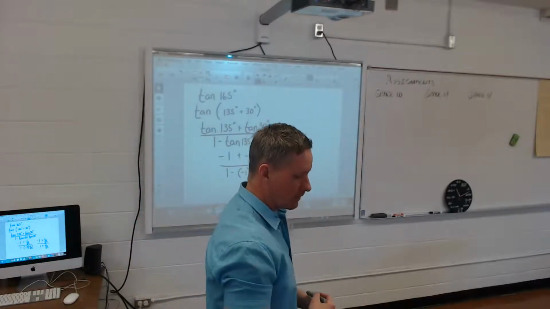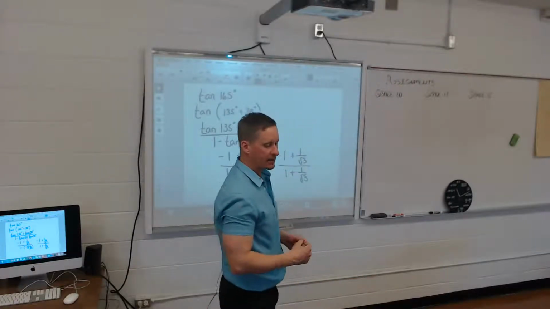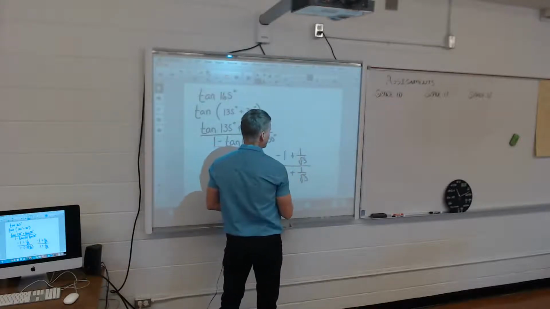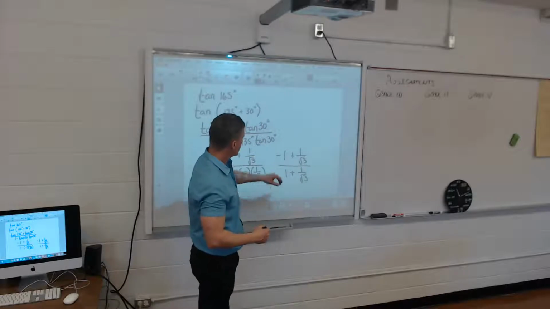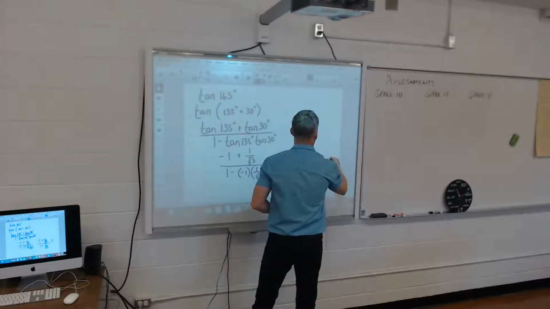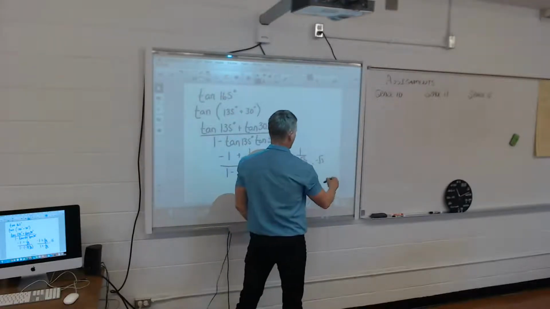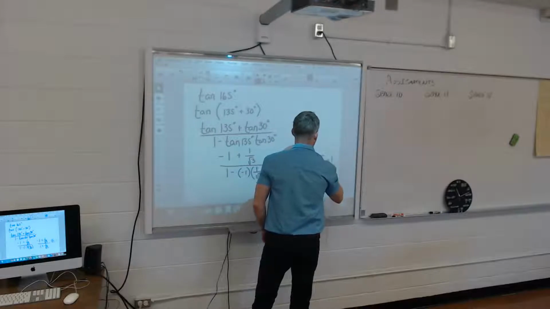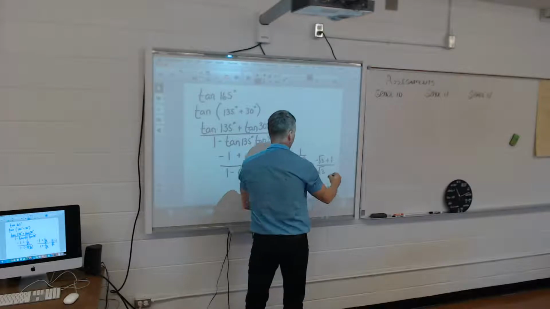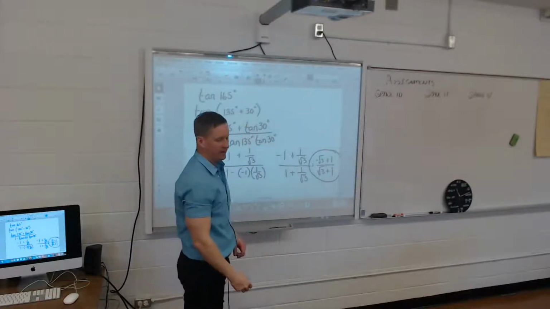The workbook, if you looked at the answers in the back of the book, would multiply everything by root 3. So I would times this by root 3, which gives me minus root 3, times this by root 3, which would give me plus 1, this by root 3, and that by root 3. So the back of the book is going to give you that as your final answer.